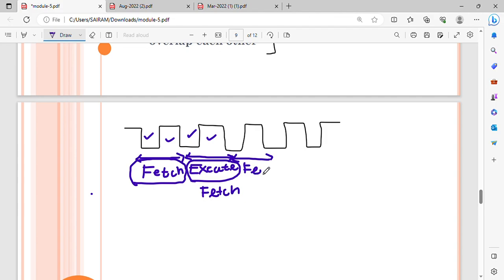So once again, what is going to happen is that now the second instruction gets fetched. While this second instruction is executing, the first instruction has executed and the second instruction has been fetched. Now when I execute my second instruction, what happens? The third instruction gets fetched, correct? So that is what is going to happen. I'll write it here itself.